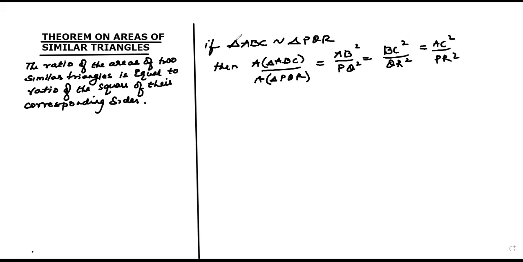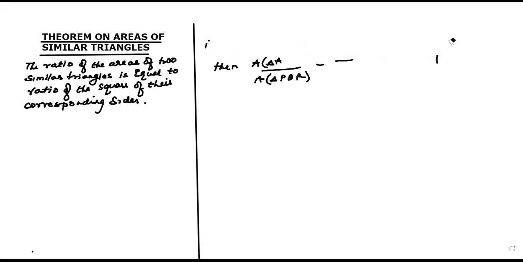So remember, if the triangles are similar, the ratio of the areas is equal to the ratio of the squares of the corresponding sides. You can use this theorem only if the condition is satisfied that the triangles should be similar. Now, after understanding this theorem, let's try to prove it. The proof will come in an exam: prove that the ratio of the areas of two similar triangles.